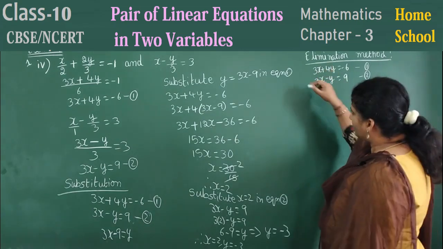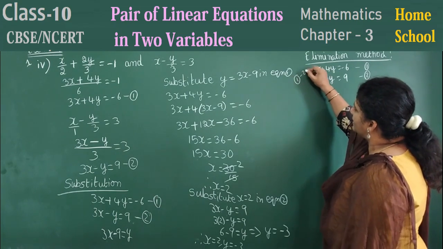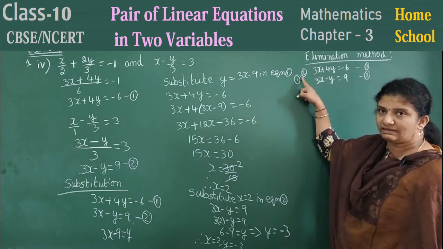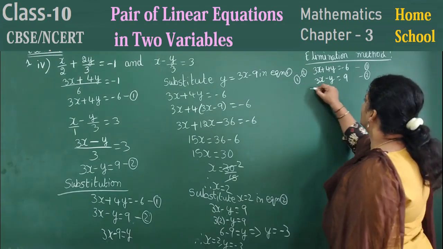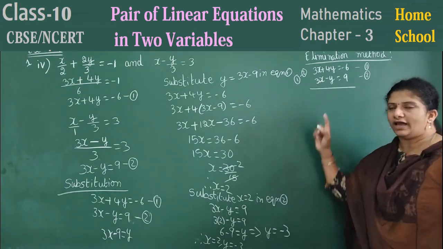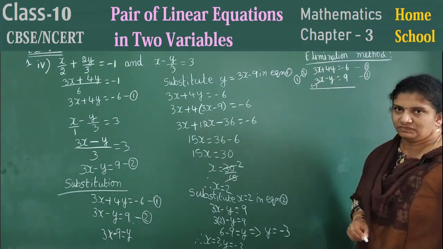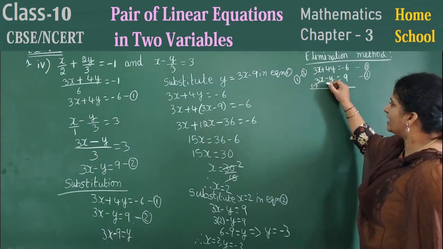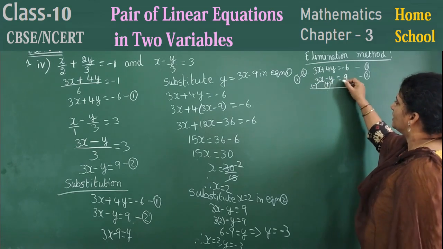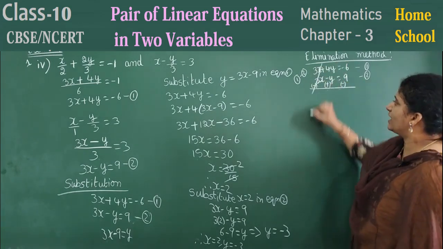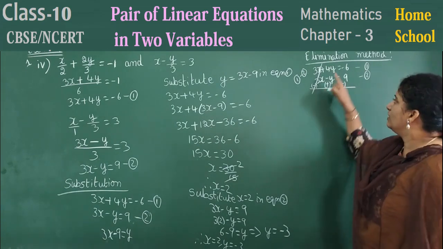You may rewrite these equations and say 1 minus 2. Equation 1 minus equation 2. So now I am doing here directly, children. Subtracting, your sign will be changed. Plus will become minus, minus will become plus. And this plus will be minus. 3x minus 3x will be cancelled.